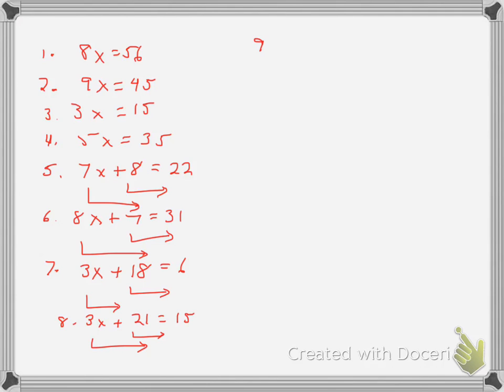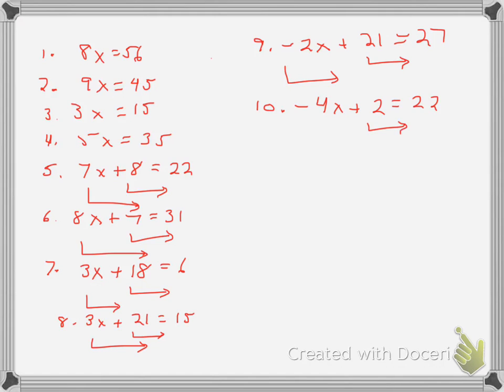Number 9, the last two problems that I want you following along verbally before you even attempt to do these on paper would be 5x minus 7x. That would be negative 2x, be careful on that, plus 21 equals 27. Subtract 21 and then divide by a negative. So my answer is going to be negative. And finally, 6x minus 10x would be minus 4x plus 2 equals 22. Subtract the 2, no problem there. Divide by a negative 4, so my answer would be negative.